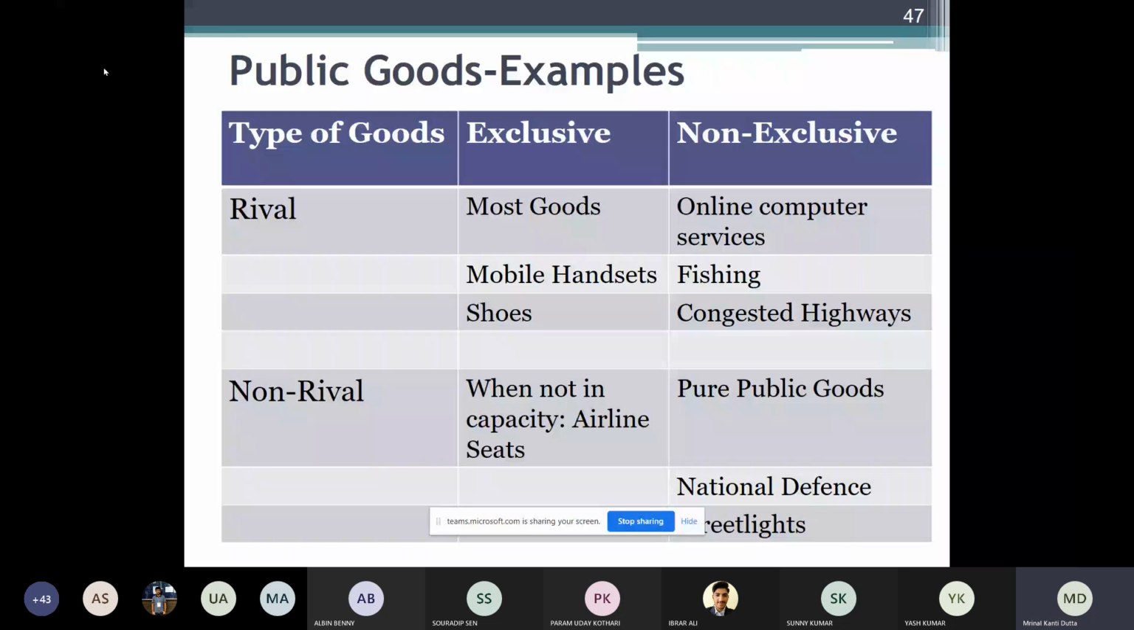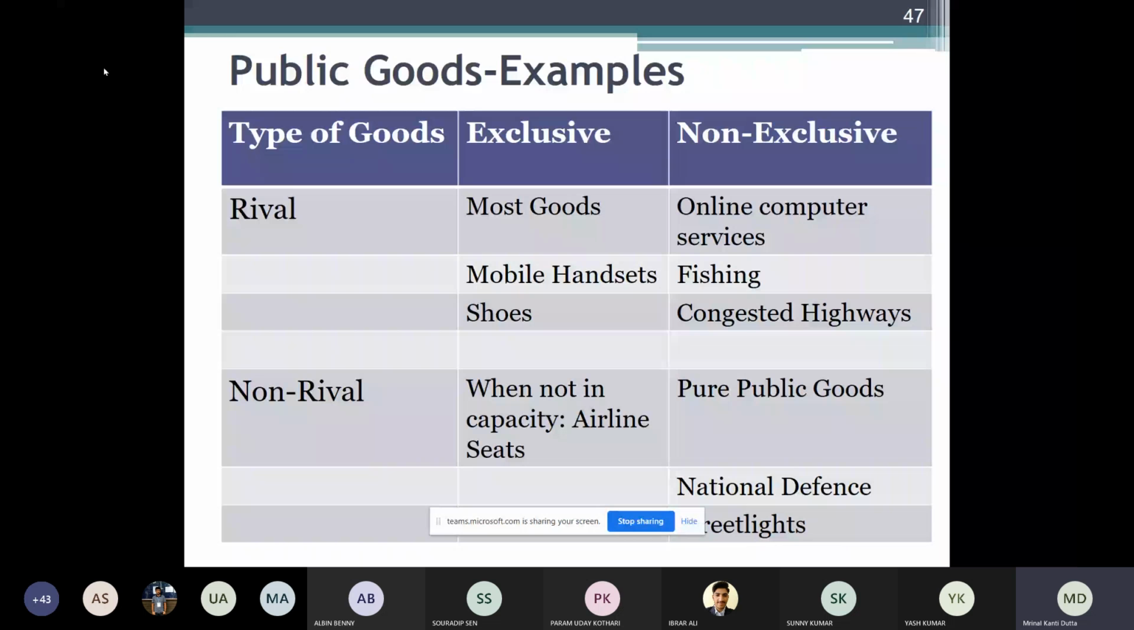Street lights, for example. If street lights are on, the light is available for each and everyone who is near the street light. So my consumption of the street light doesn't reduce the amount available for someone else. Nobody can be excluded from making use of the street light. At the same time, the amount available for everybody will remain the same. If that is the case, this can also be termed an example of a non-exclusive and non-rival service.